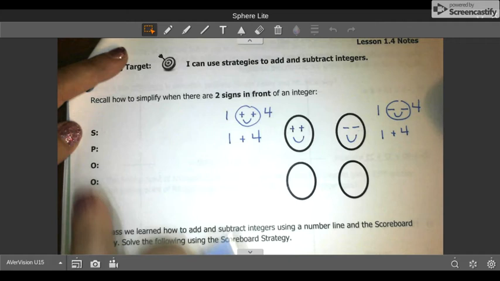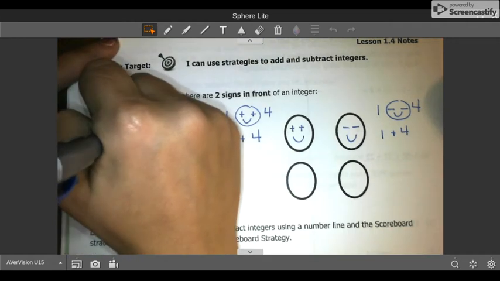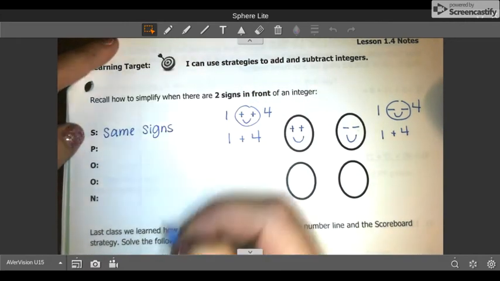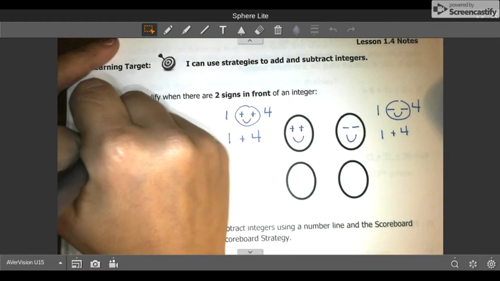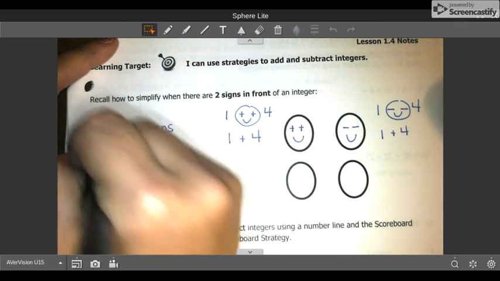All right, so that brings us to these first two letters. If they have the same signs in front, then you're going to change it to one positive.